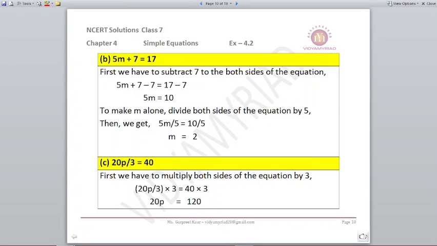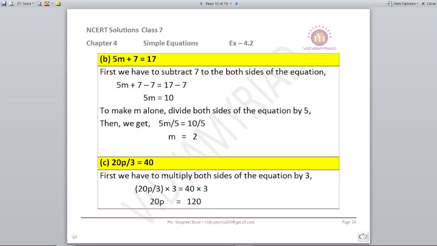Next, 5m plus 7 is equal to 17. Now here we have plus 7 along with the variable. So I need to do minus 7 on both the sides to make the variable alone. So it becomes 5m is equal to 10. Now 5 is there with m. So I have to divide both the sides by 5. So 5m upon 5 is equal to 10 upon 5. m is equal to 2.